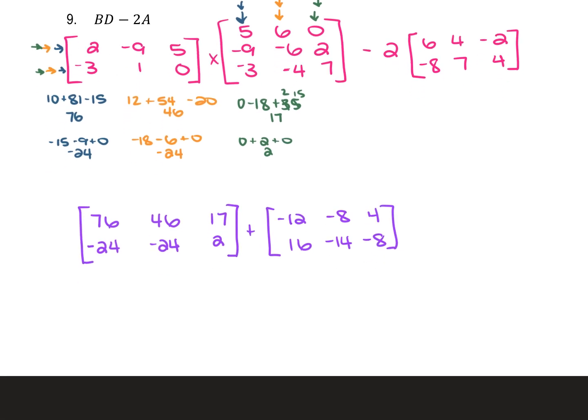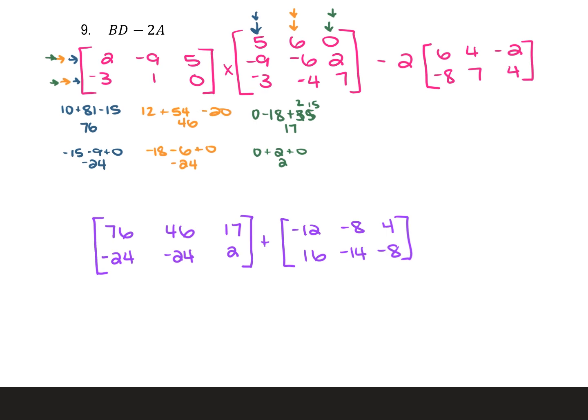From here, you're just adding or combining terms that are in the same spots or the same places. So you have 76 plus negative 12, or 76 minus 12. That's 6 minus 2 is 4. 7 minus 1 is 6. So your first number is 64. Then you have 46 plus negative 8, or 46 minus 8. That 6 would turn into 16, making that 4 a 3. So that's 38. Then you have 17 plus 4.